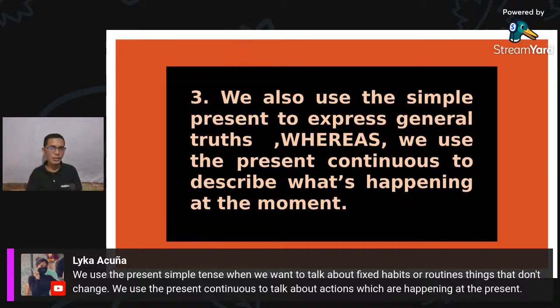Later on, meron tayong example. Whereas we use the present continuous to describe what's happening at the moment. Kung you are describing something that's happening at the moment, you can use the present continuous. Okay, so let's go now to our example.